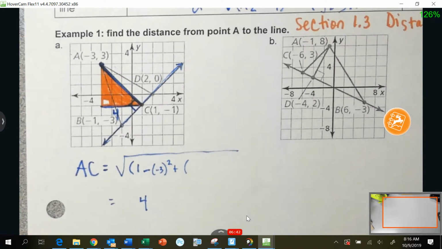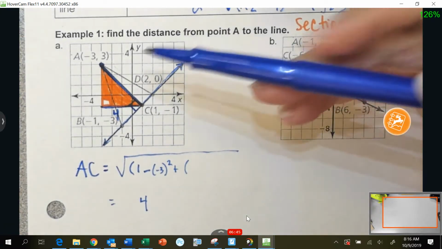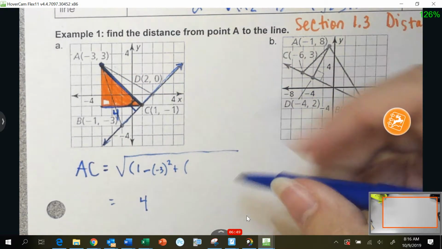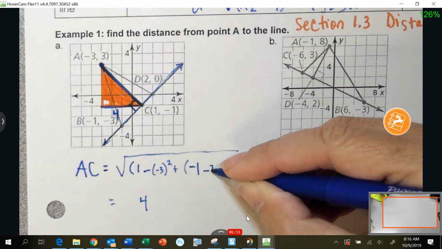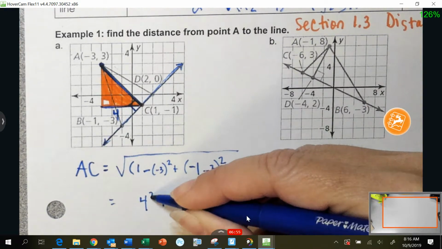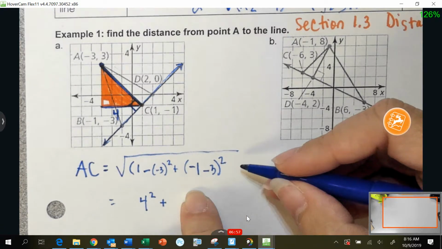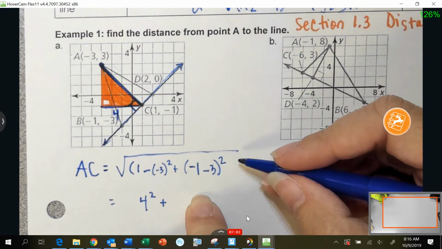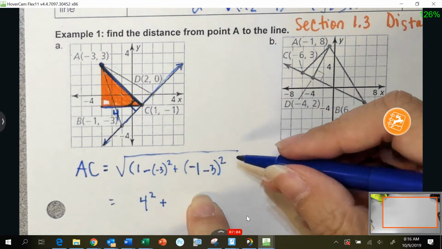Okay. And then we're going to do the distance between the y's. So I'm going to take my second y, subtract my first y. So I have negative 1 minus 3 squared. And what is negative 1 minus 3? David? Negative 4.